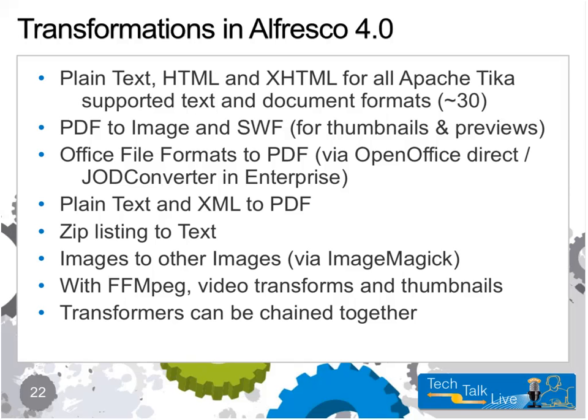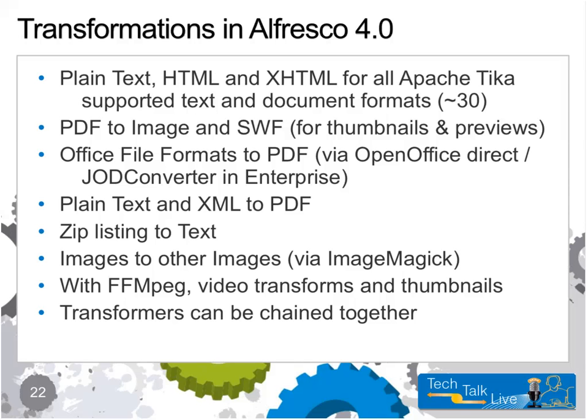So, transformations available in Alfresco 4.0 out of the box. Basically anything that Tika supports getting the text out of, we can give you a plain text or an HTML version of. It's about 30 file formats that Tika is able to get meaningful text from. PDFs we can turn into images and SWFs, so we can use them for thumbnailing and preview. The various Office file formats we can turn into a PDF through OpenOffice. Plain text and XML we can make PDFs of.